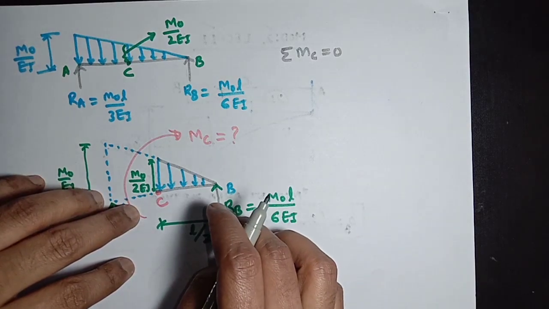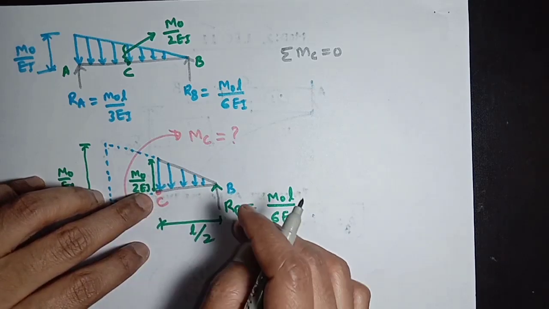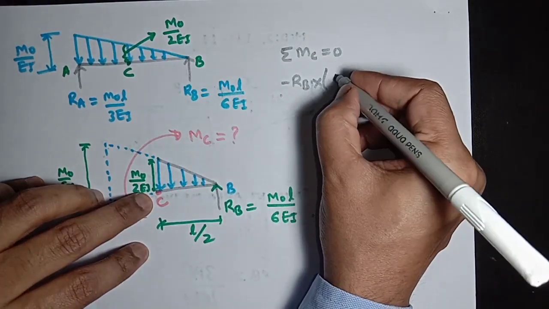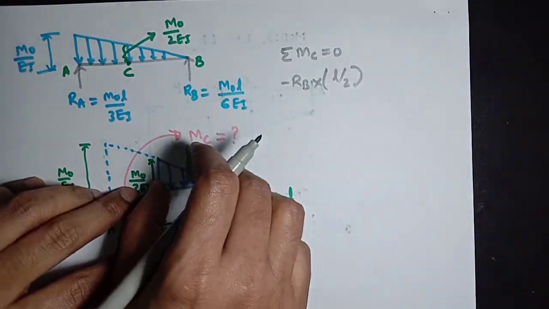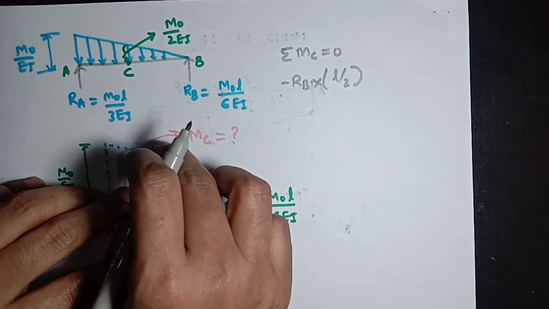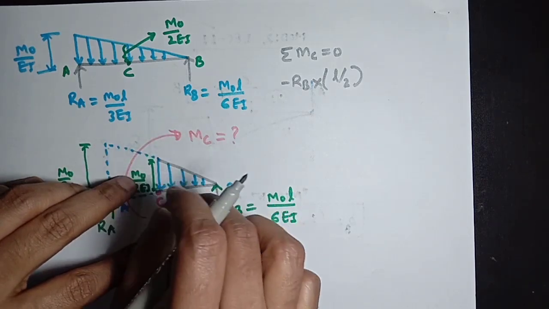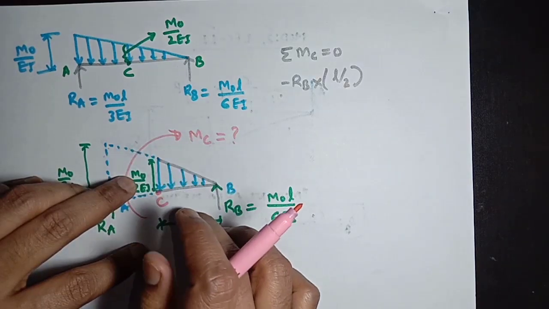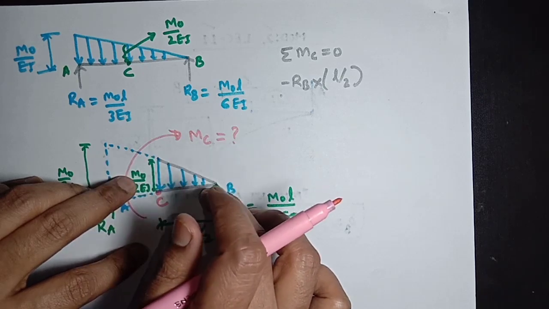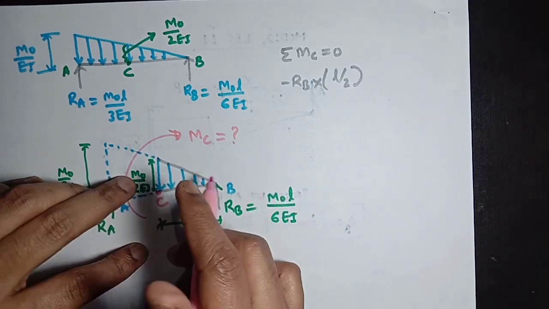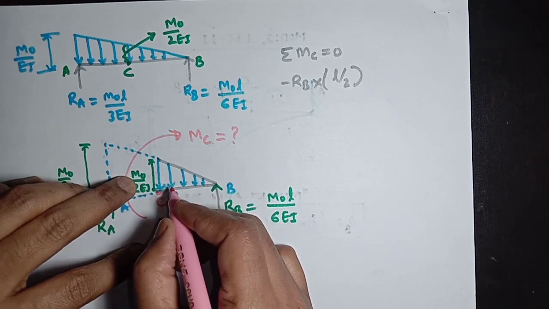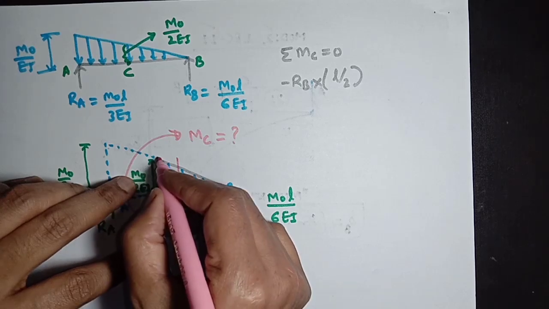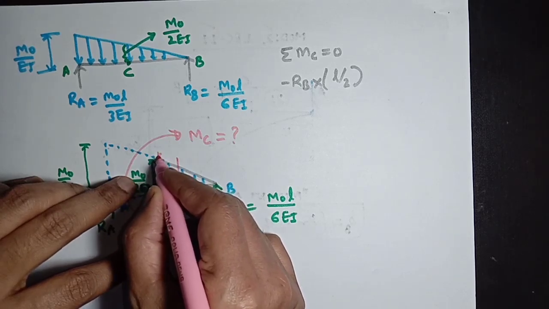So RB will be creating an anti-clockwise moment about point C, so it will be minus RB into length, which will be L by 2 here. And this loading diagram will give a clockwise moment. The area of this loading diagram will give the total load, and this load will be acting at the centroid of this loading diagram. This will be acting at a length here.